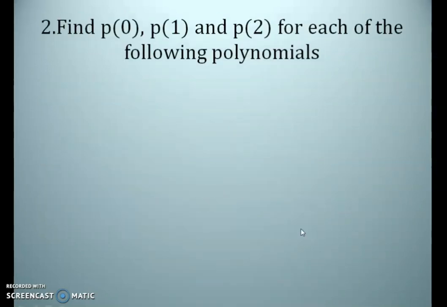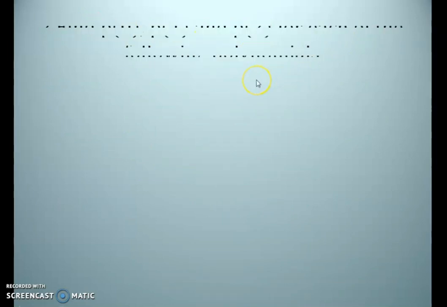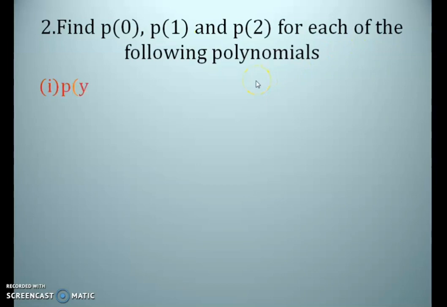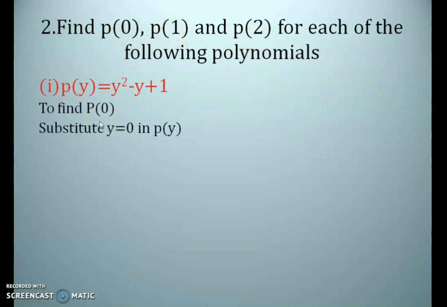So we get the answer as minus 3. We'll move on to the next sum. The second problem is find p of 0, p of 1 and p of 2 for each of the following polynomials. First one is p of y equal to y squared minus y plus 1. So in the place of y, we are going to substitute 0, 1 and 2. To find p of 0, we have to substitute y is equal to 0 in p of y. To find p of 1, we have to substitute y is equal to 1. We'll first do for 0.